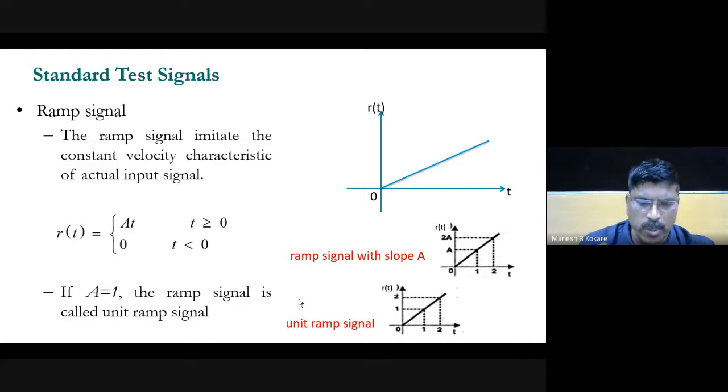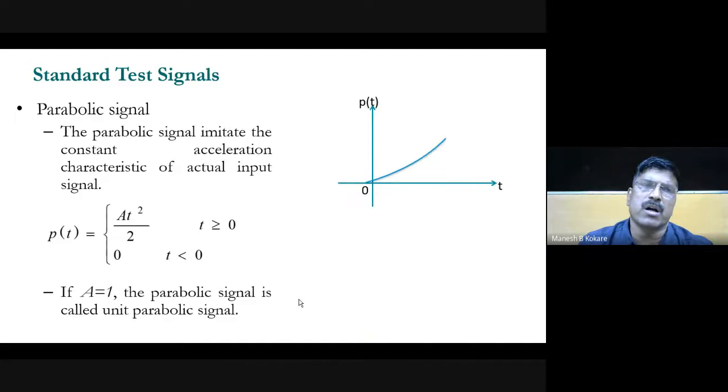So when you would like to test your system for constant velocity, at that time you have to use the unit ramp signal as an input to that system, and then you have to see the behavior of that system. You have to measure the time response parameters as well as steady state parameters and so on, right? The last signal which is used here is the unit acceleration signal or constant acceleration signal.